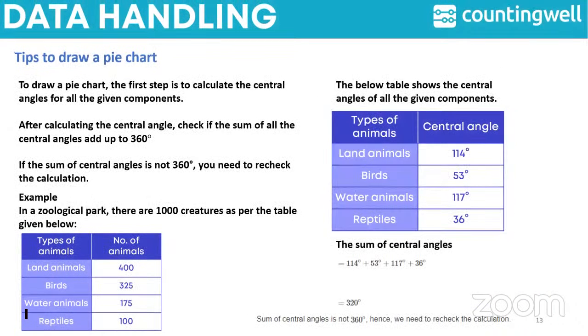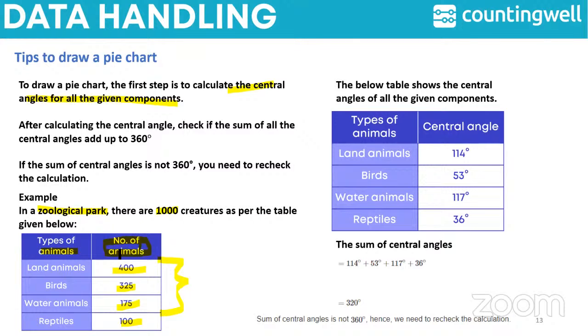Now let us see tips to draw a pie chart. To draw a pie chart, the first step is to calculate the central angles of all the components. So what are the components? For example, here you can see the data of types of animals along with their frequency or the number of animals. There are 400 land animals, 325 birds, 125 water animals, and 100 reptiles in a zoological park. If you add these frequencies, you get the sum 1000. So there are 1000 creatures in the park shown here.